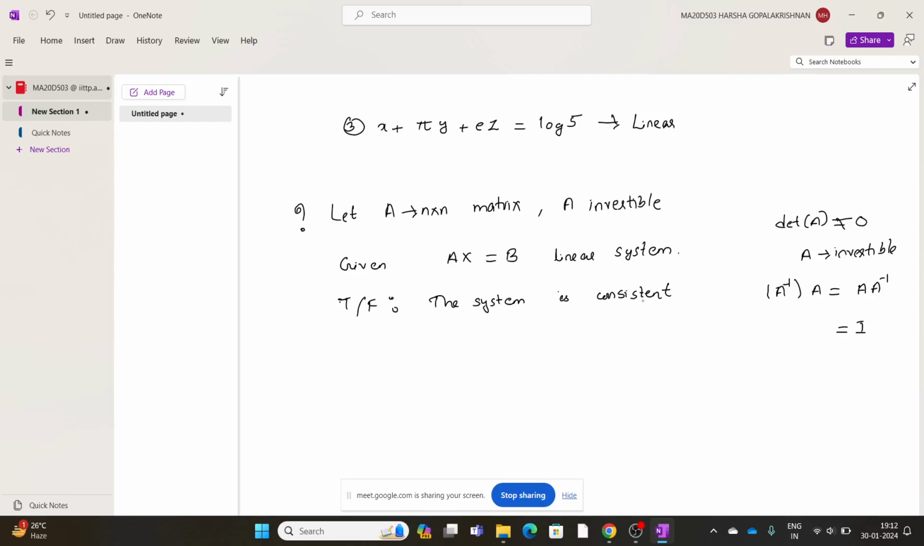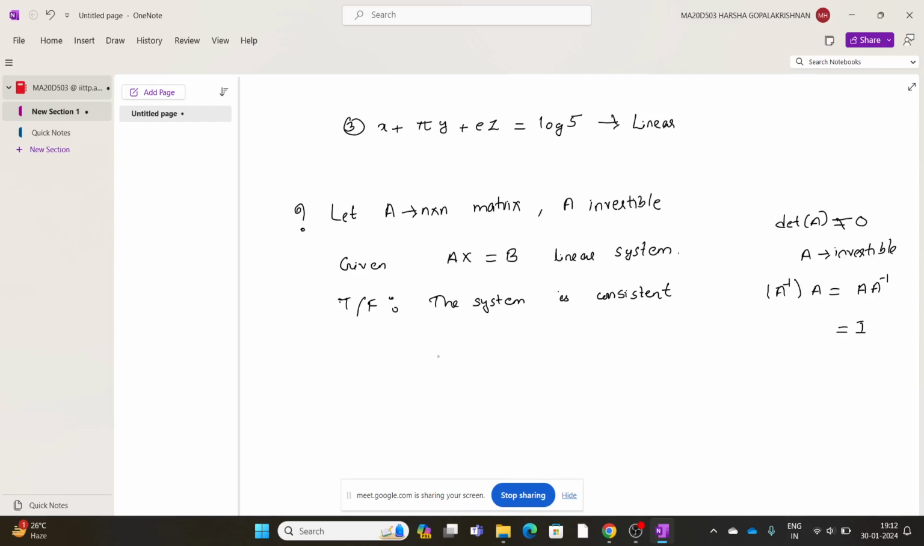But if it has a solution, it is consistent. If it has no solution, it is an inconsistent system. So, what is the answer for this? Whether this statement is true or false. True. Yeah, this is true.